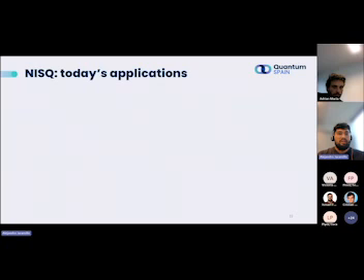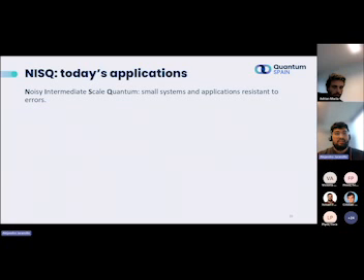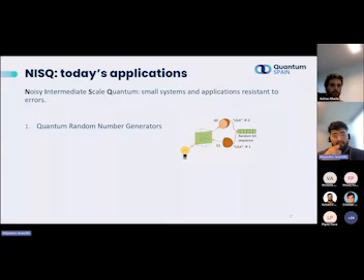So we are today in what's called the NISQ era. NISQ stands for Noisy Intermediate Scale Quantum. Noisy because we don't have the quantum error correction we need. Intermediate scale because we can only control a few qubits, in the order of tens of qubits. And quantum, well, because it's quantum, right? So we can just solve small systems and applications that can tolerate errors, so that the quantum errors do not completely destroy our results.